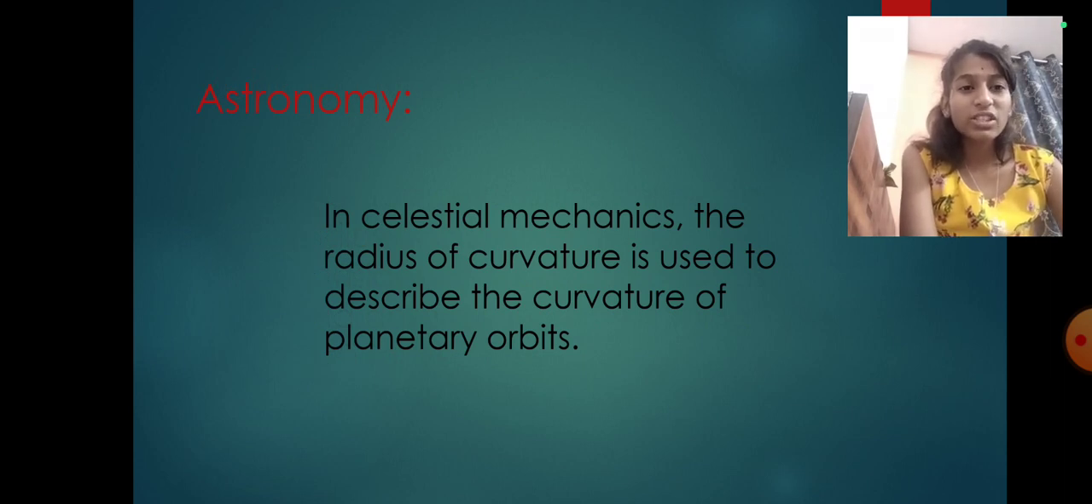And the last one is astronomy. In celestial mechanics, that means in satellite mechanics, the radius of curvature is used to describe the curvature of planetary orbits.